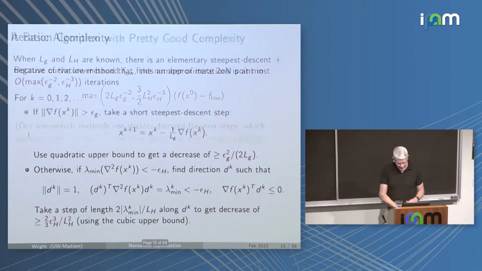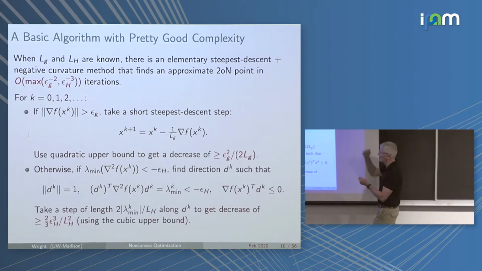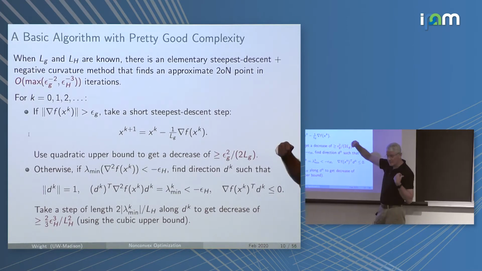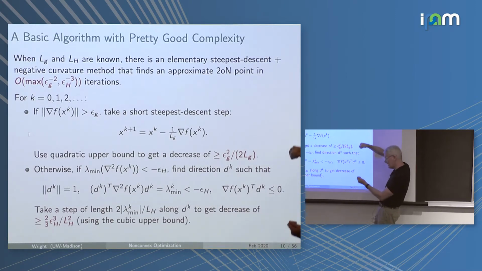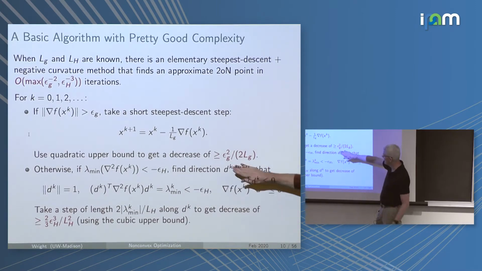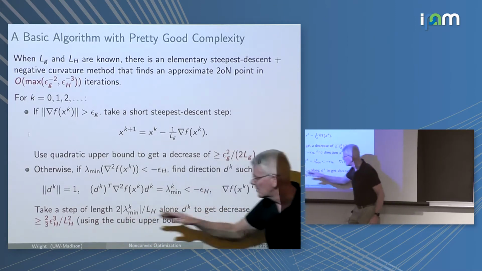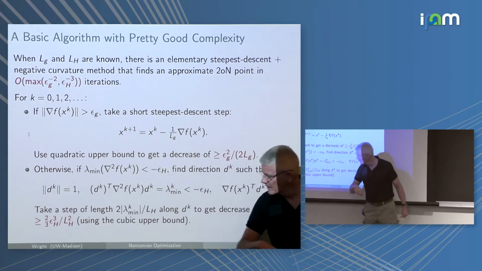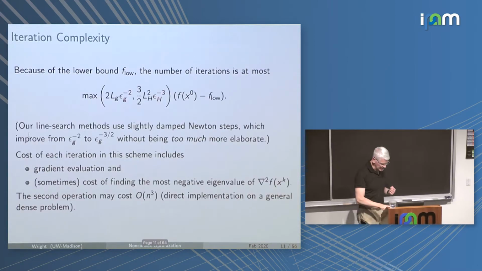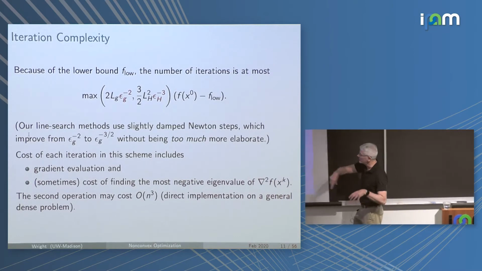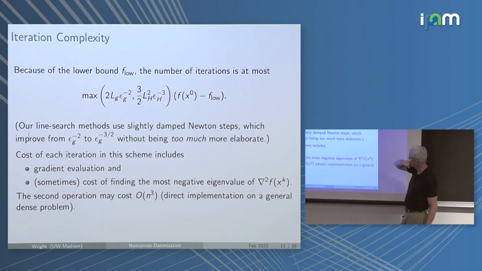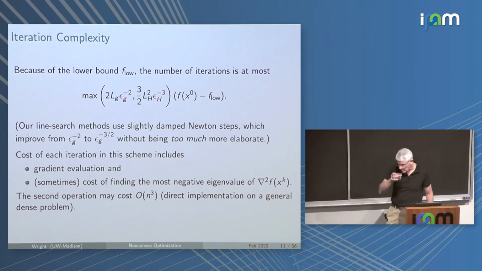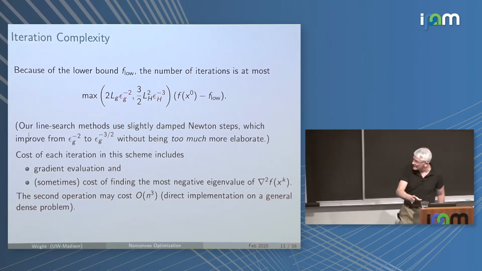In order to turn this into a complexity bound, you just say, I start at x naught, so the function value there is f of x naught. I've got this lower bound f low, so there's an upper bound on the optimality gap between those two values. I'm making at least this much progress at each iteration, the min of those two things. So to turn that into a bound on the number of iterations, I just divide the gap by those quantities that I just showed you. That's where you get the epsilon g minus 2, epsilon h minus 3 coming in. So this very brain-dead algorithm already has some sort of complexity bound.